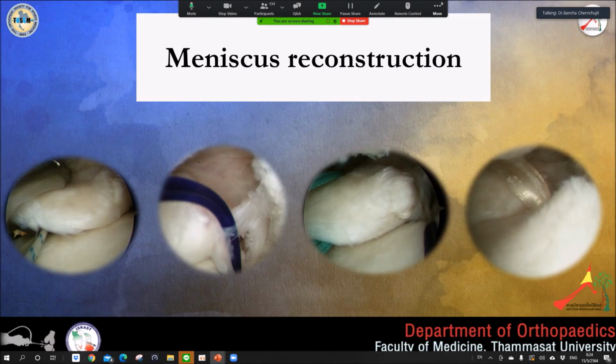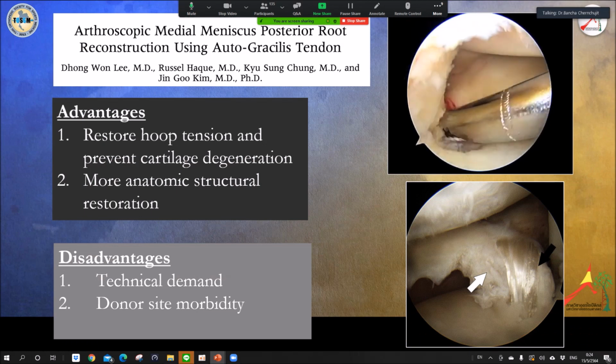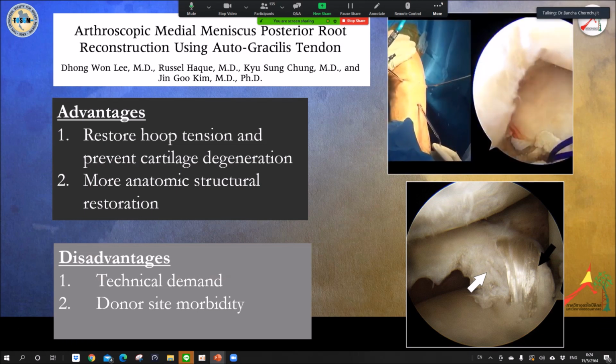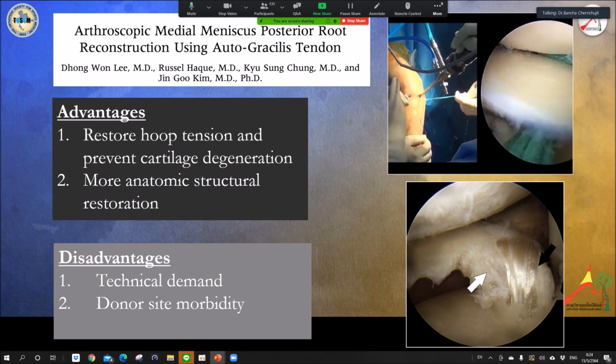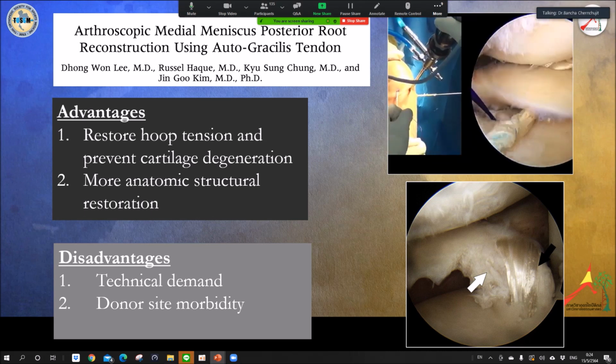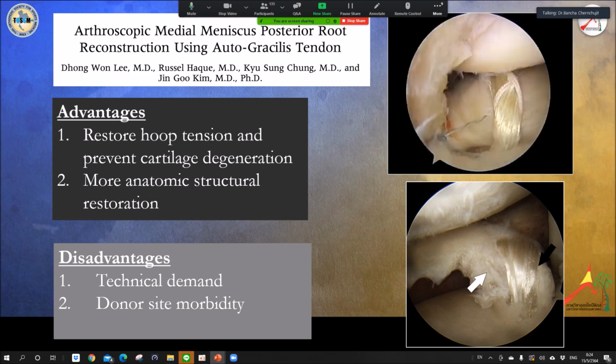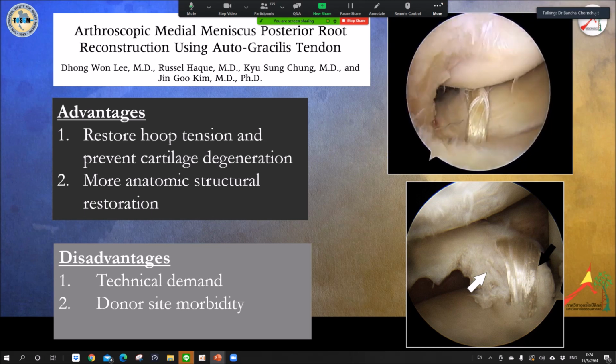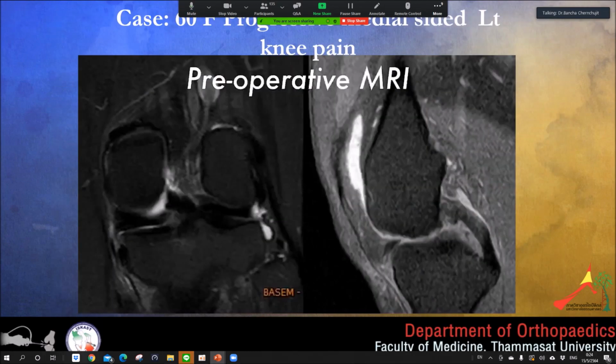So the last topic is about the root reconstruction that's proposed by Dr. Jin-Gu Kim from Korea. Yeah, in the case that I come to see you very late and you cannot cross the gap, so they propose the gastric tendon put into the root. This gastric tendon act like the suture, act like the biologic tissue, act like the soft tissue bridge between the meniscus to the tunnel.